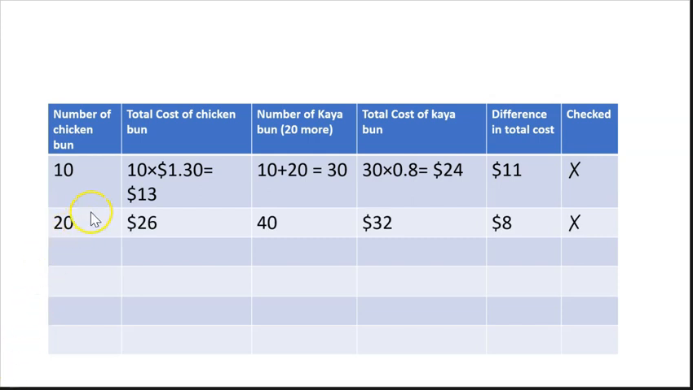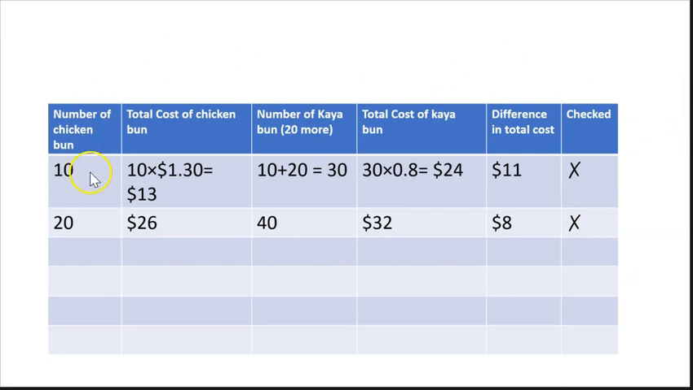Now, let's guess the number of chicken buns is 20. So, the kaya bun is 40 because 20 plus 20. And the total cost of chicken bun will be $26 because it's 20 multiplied by 1.3. And the total cost of kaya bun will be $32 because it's 40 multiplied by 0.8. These two are not the same and the difference is $8. So the guess is wrong.